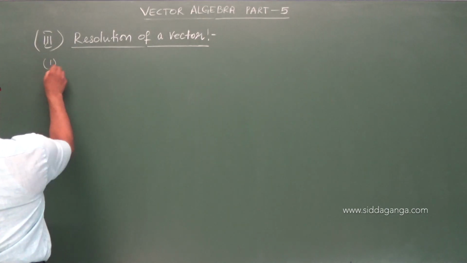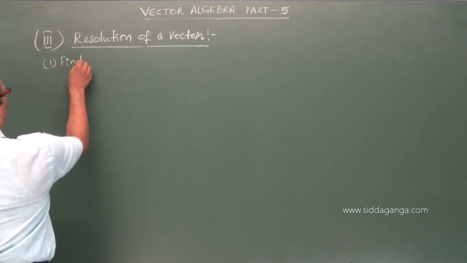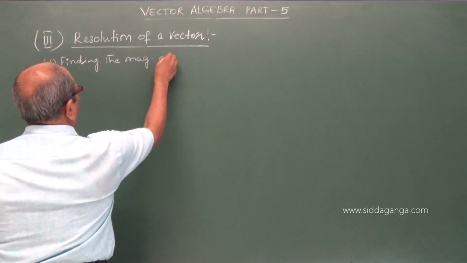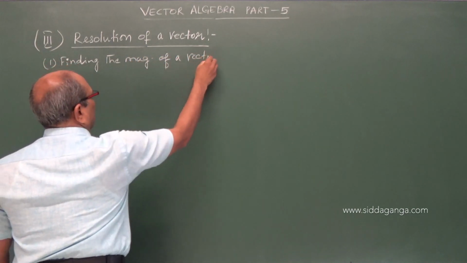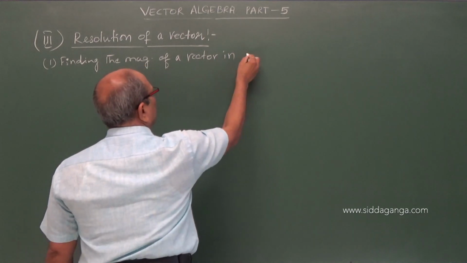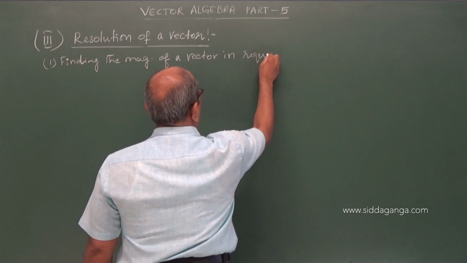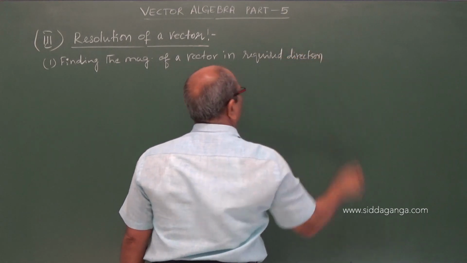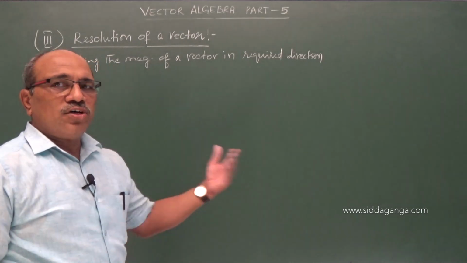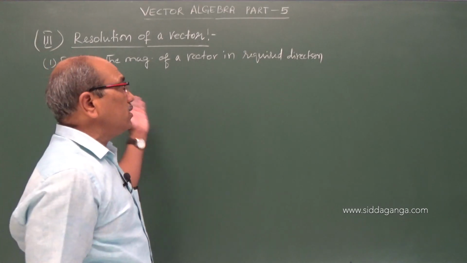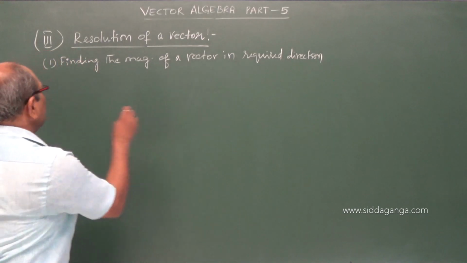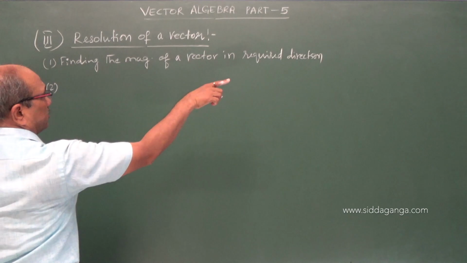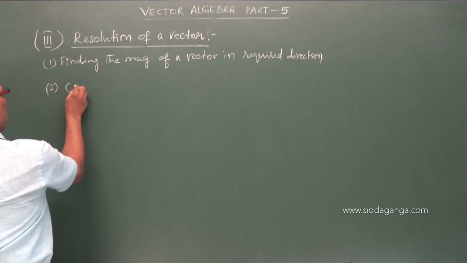That means finding the magnitude of a vector in the required direction or desired direction. In what direction we require, we are going to get its value. Such a vector which we got in the desired direction, we call it as a component.